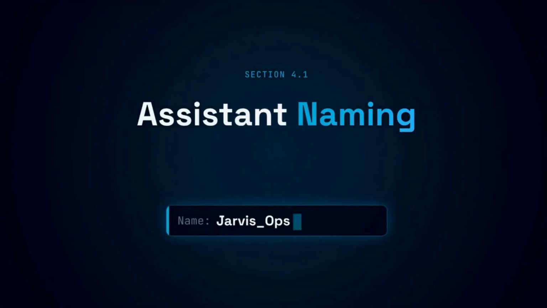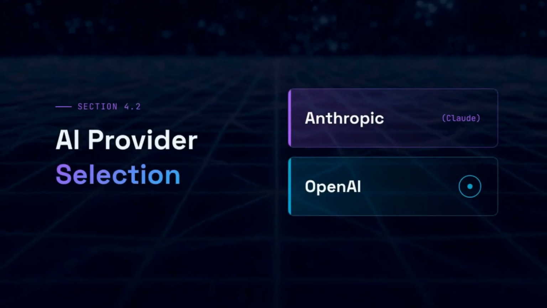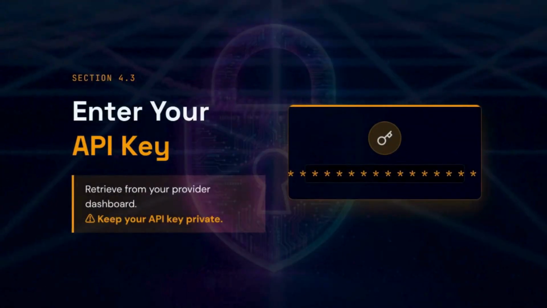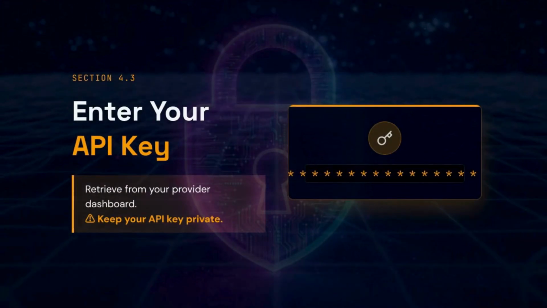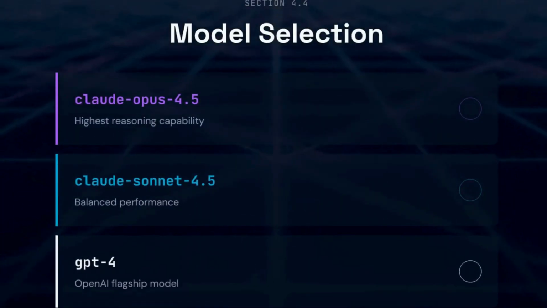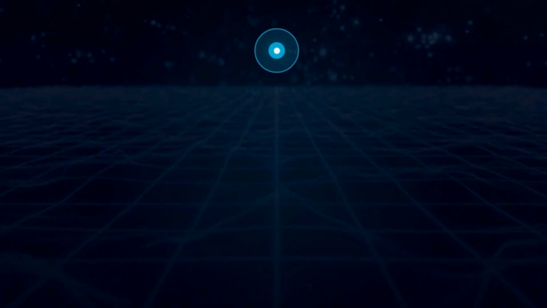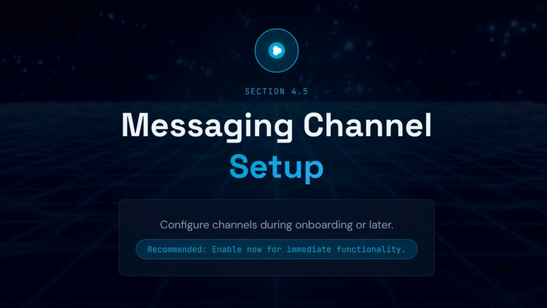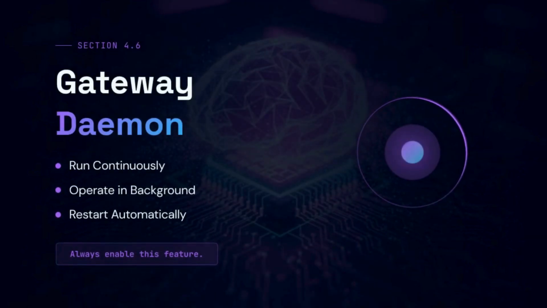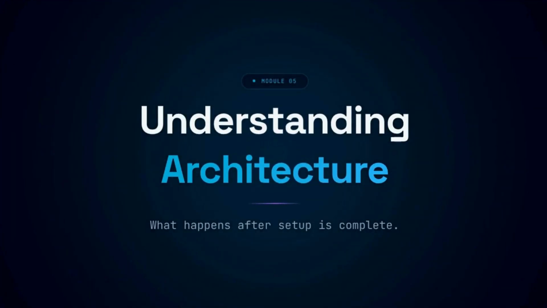Choose a custom name for your AI assistant. This doesn't change functionality, but it personalizes your instance. Next, select your AI provider, either Anthropic Claude or OpenAI, and paste in your API key from your provider dashboard. Keep that key private. Choose your model, such as Claude Opus for maximum reasoning, Sonnet for balance, or GPT-4 from OpenAI. You can enable messaging channels now or later, but it's recommended to set them up immediately. Finally, install the gateway daemon so OpenClaw runs continuously in the background and restarts automatically.